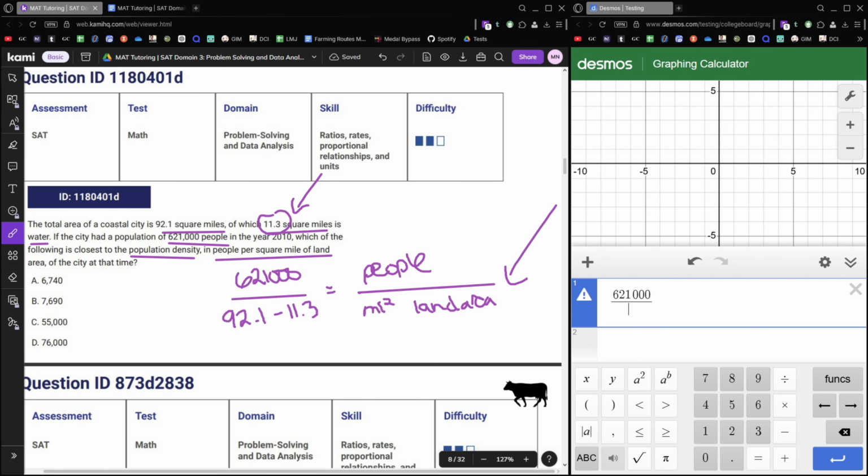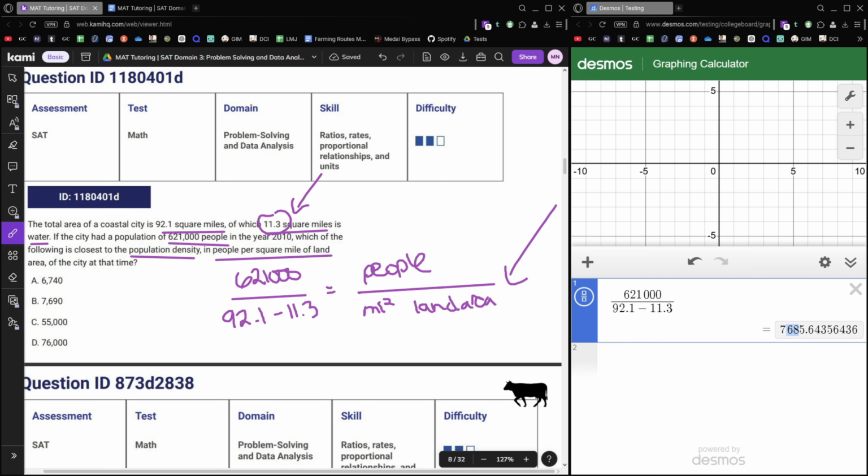621,000, I don't know why I said it like that, and then 92.1 minus 11.3. And we get our answer is roughly 7686. So that means our answer would be D. Wait, that's B. The answer would be B.